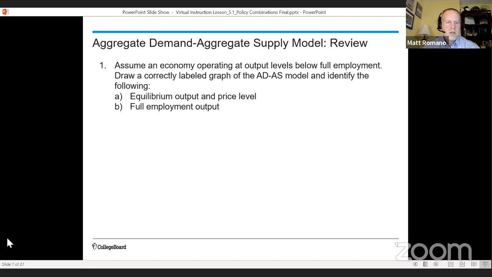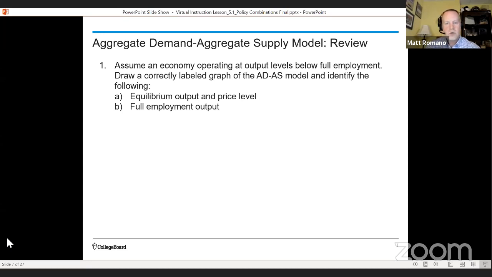The first of these three, and these are in no particular order, obviously, assume we are dealing with an economy operating at output levels below full employment. Draw a correctly labeled graph of the ADVAS model and identify the following: equilibrium output and price level, full employment output. That's a very standard beginning to an FRQ. It's a very standard beginning to any ADVAS analysis.